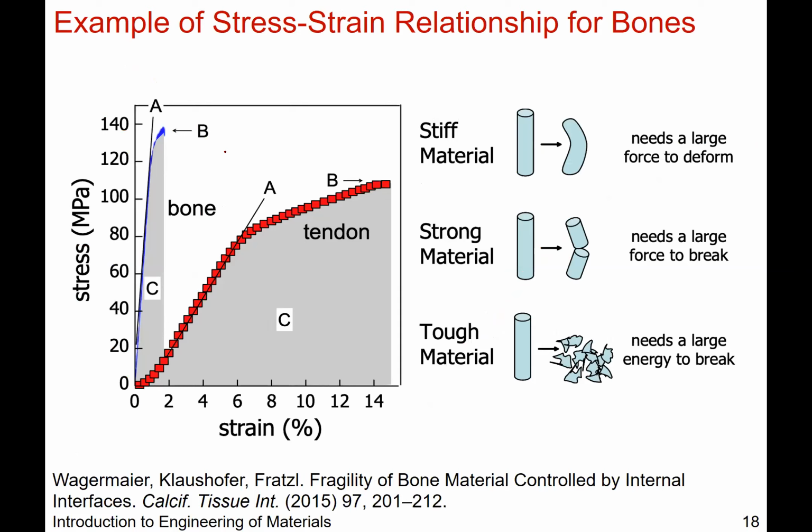So I talked a lot about metals, right? That's obviously quite a mature field. There's a lot of data on all sorts of metals that you can think of. You can also think about doing these measurements, obviously, for polymers. You could also think about doing it for biomaterials. Here you see a stress strain curve from this 2015 paper on fragility of bone.